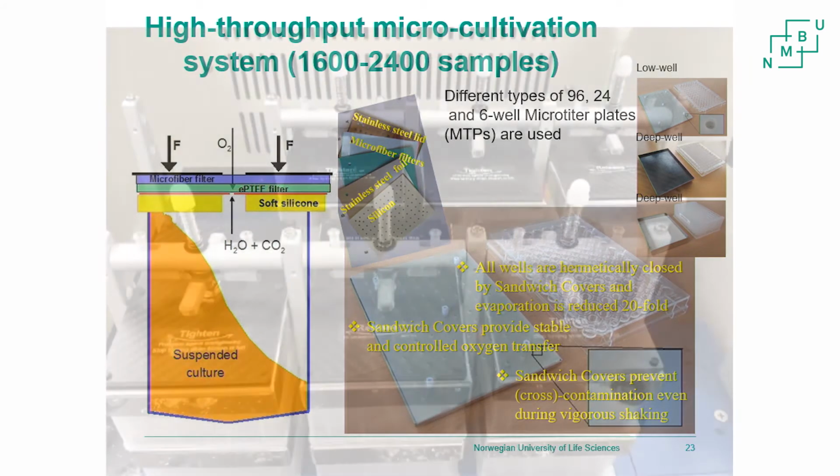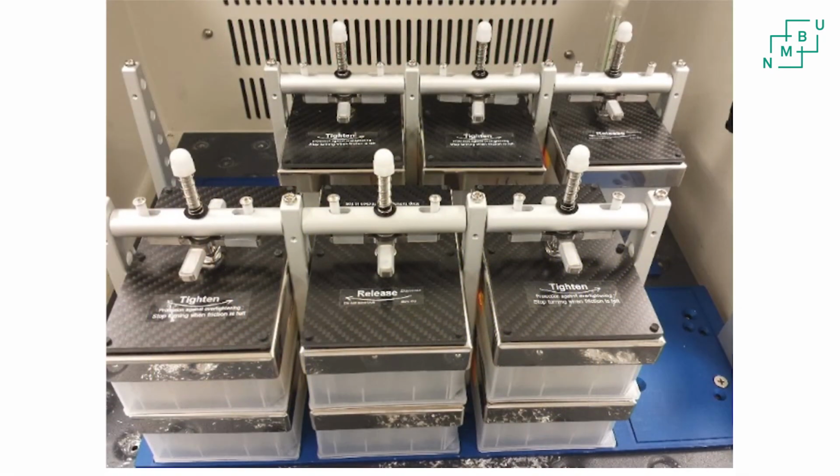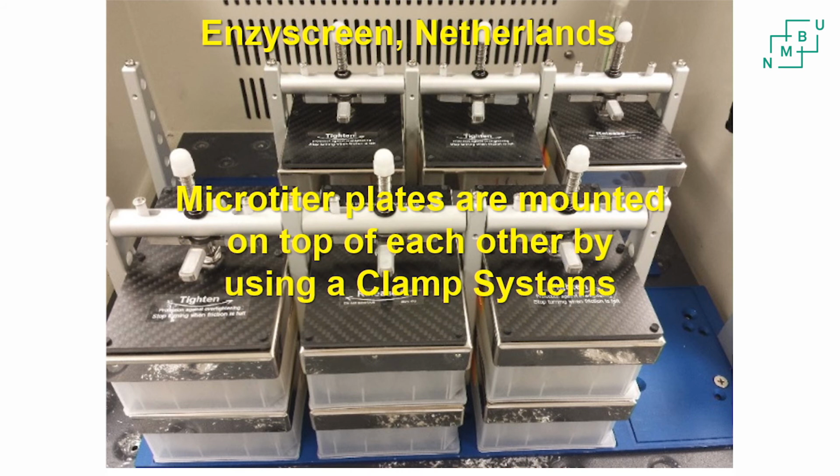And the microtiter plates can be mounted on the incubator shaking platform by using a clamp system. That's a specially developed system which allows mounting different types of microtiter plates covered with the sandwich covers on top of each other. The system I described now was developed by the Enzyme Screen company in the Netherlands, and it's used a lot now for different types of screenings in microbiology and biotechnology.